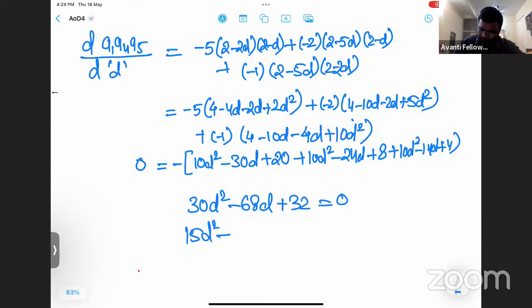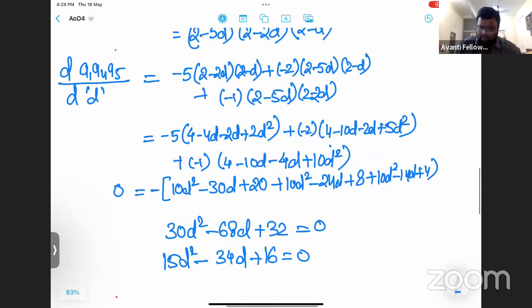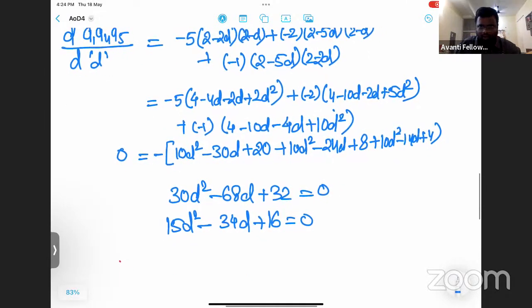15d square minus 34d plus 16 is equal to 0. Now we need to find the d value here. This is kind of a lengthy question. Okay, I'll leave this question here. We'll discuss the last question once.